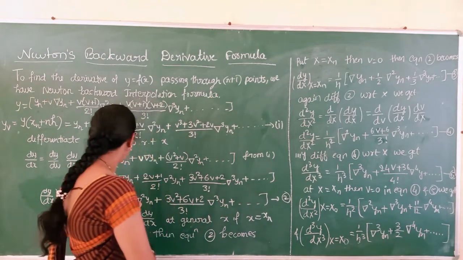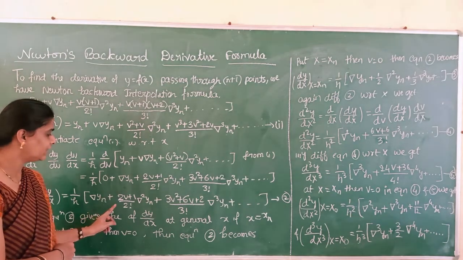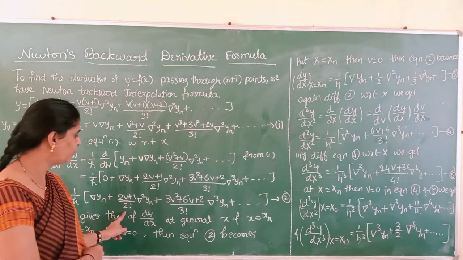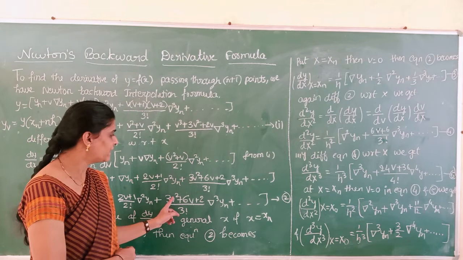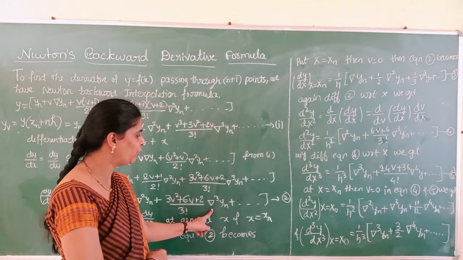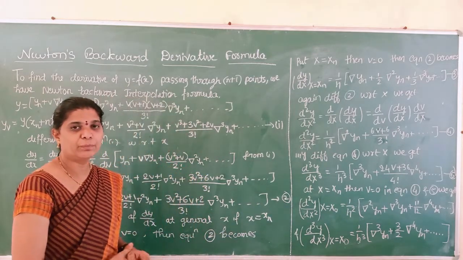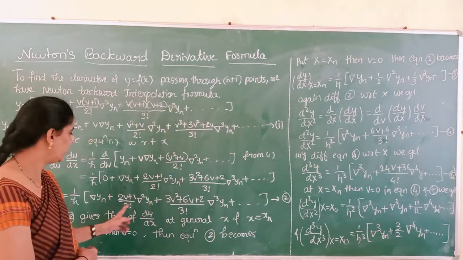Now what we get is the equation dy by dx equal to 1 by h into del yn plus 2v plus 1 upon 2 factorial del square yn plus 3v square plus 6v plus 2 upon 3 factorial into del cube y plus so on. This is the first order derivative at the point x, any point as x.